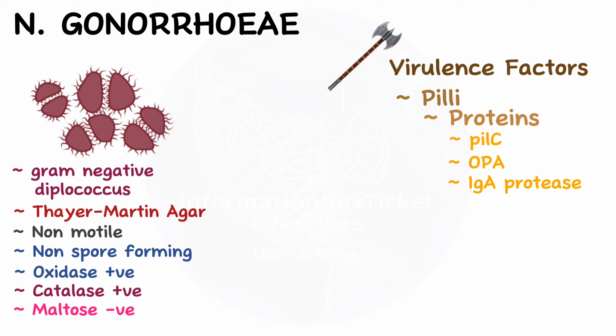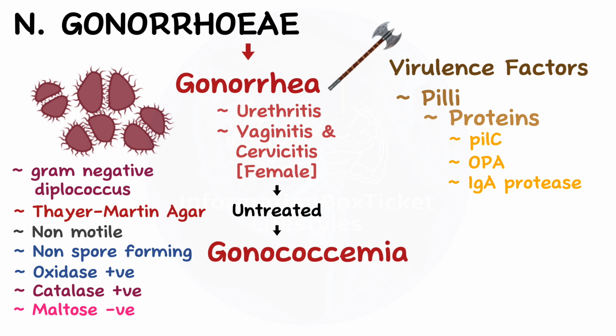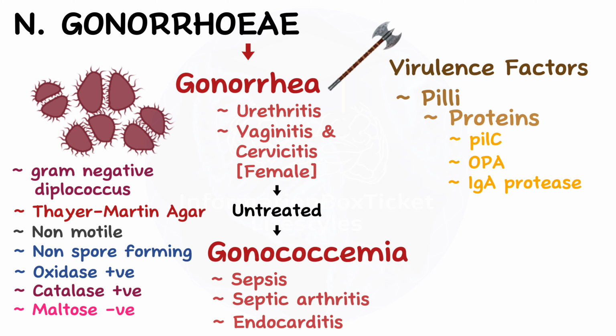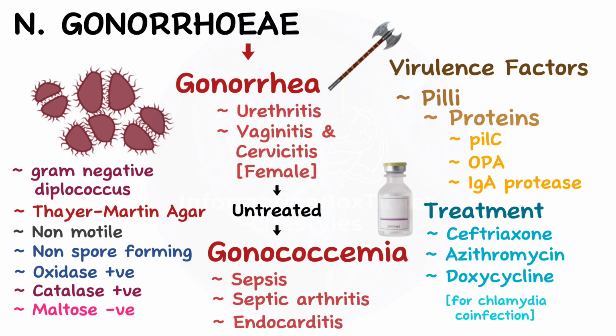Most commonly, gonorrhoeae causes gonorrhea, which presents as urethritis in males and vaginitis and cervicitis in females. If left untreated, infections can progress to gonococcemia, leading to serious complications such as gonococcal sepsis, septic arthritis, and endocarditis. Treatment involves ceftriaxone with azithromycin or doxycycline added to address a potential Chlamydia trachomatis co-infection.